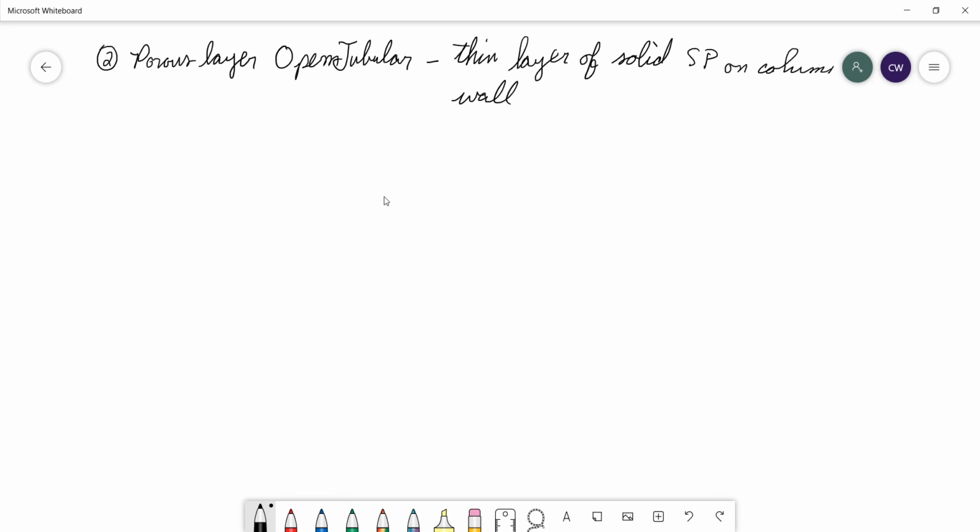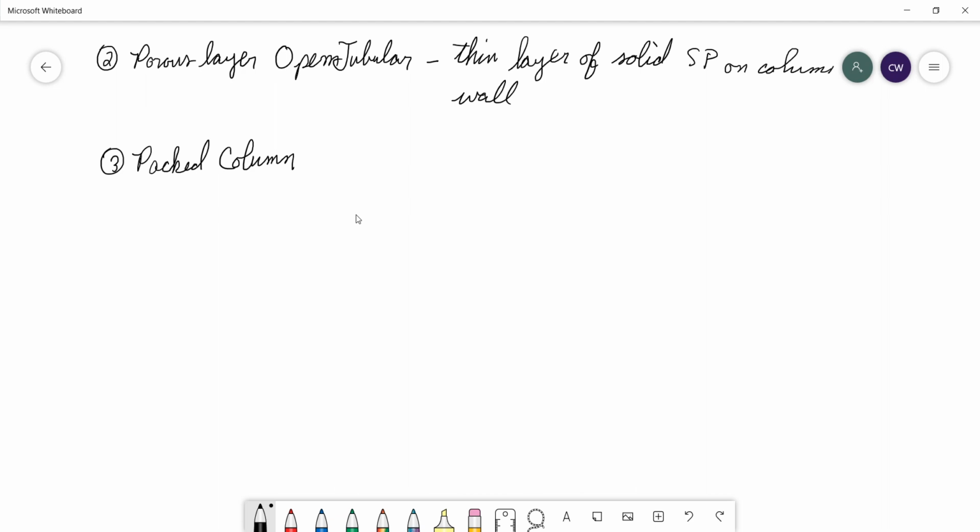Okay, it's not nearly as thin as the open tubular wall coated columns, where the maximum thickness for those is about 5 microns. This is beyond 5 microns. Okay, so you can think of them as a little bit thicker. All right. The third major column type is the one that you're probably familiar with from organic, and that is the packed column.